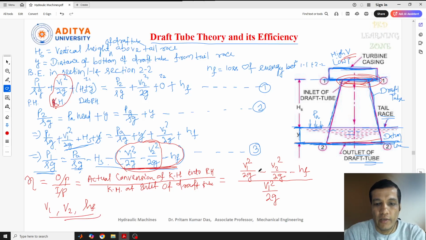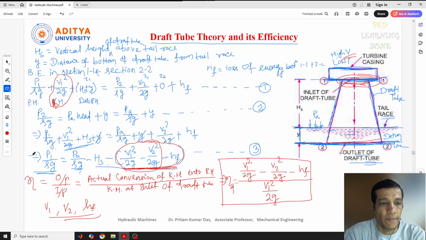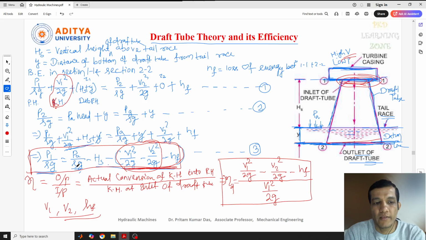So this is about the efficiency. I will write efficiency equal to efficiency of draft tube. This is our final equation, and this is our draft tube theory equation. What is the pressure head at this point? That is equal to atmospheric pressure head minus this one. That's why I told you to always keep in mind that the pressure head at this point is always less than the atmospheric pressure head. So I hope you understand this draft tube theory and efficiency.